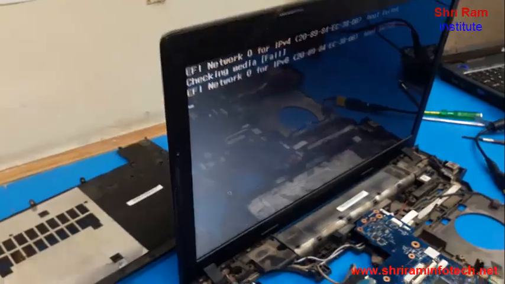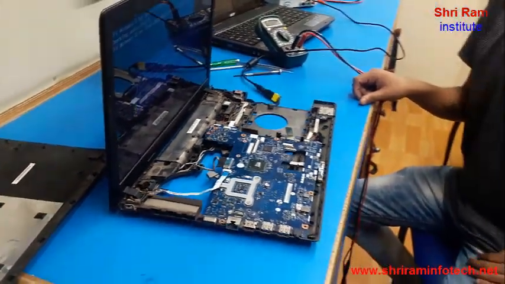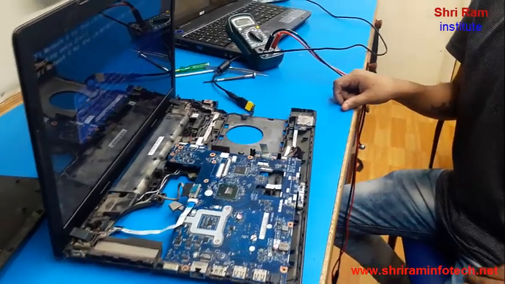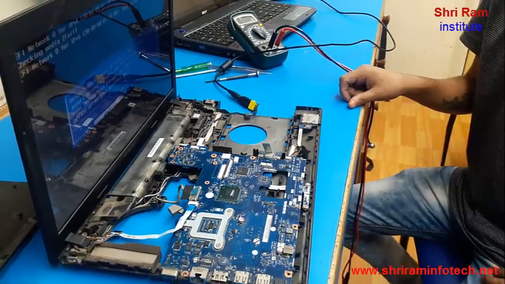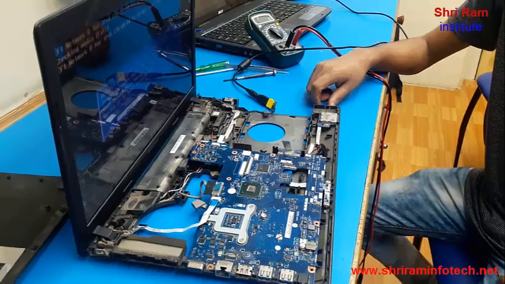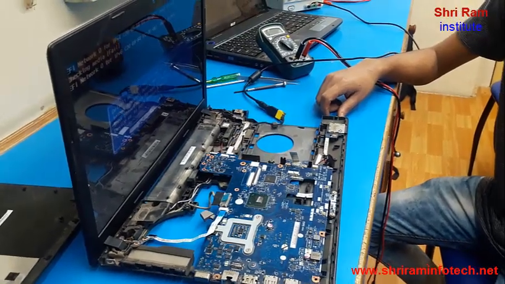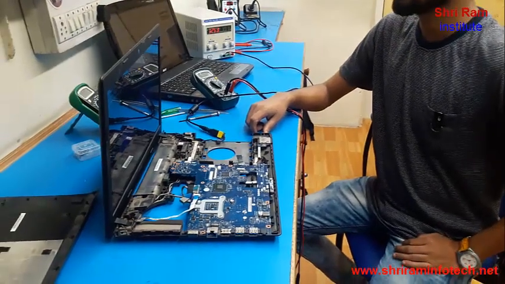So in this we see how to solve the short circuit problem in any laptop. We have to use a DC power supply, and we have to give a current at the current sensing resistor, and we have to see which component is getting very hot, and then we have to remove that component, and in this way we see how to solve any short circuit problem.